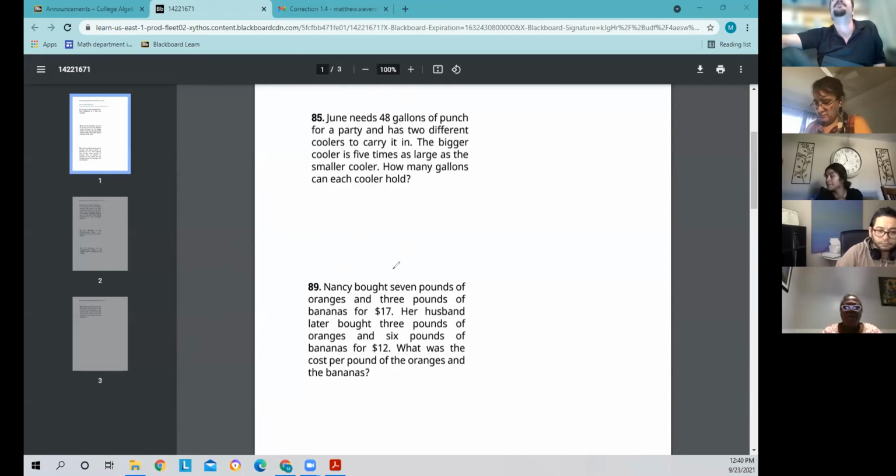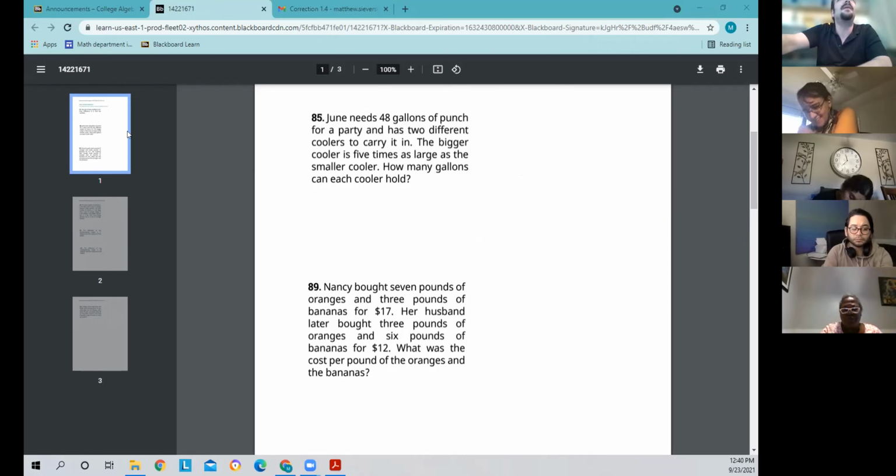All right, so if June needs 48 gallons of punch for a party and has two different coolers to carry it in, the bigger cooler is 5 times as large as the smaller cooler. How many gallons can each cooler hold? So how did we set this up? It was Charmaine, Gania, Josh, and Kathleen. Okay, in this case, I did x plus y equals 48. What is x? What is y?